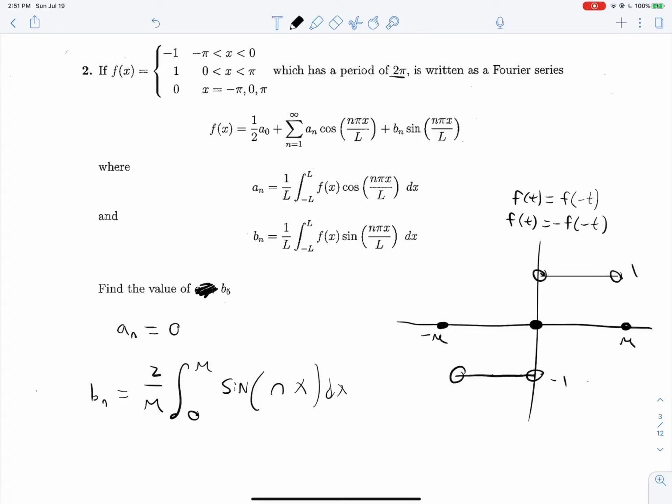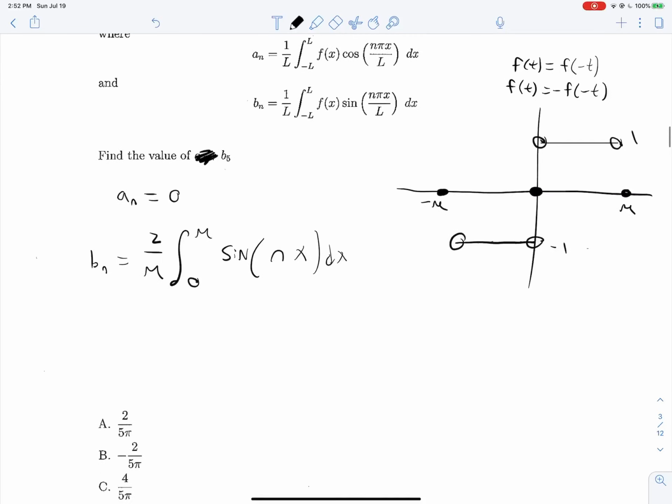And that's why it was nice turning this into 2 over pi integral from 0 to pi instead of 1 over pi integral from negative pi to pi, because if we integrated over that entire region, we'd actually have to split it up into two different integrals over the full interval because our piecewise function would evaluate to different things.